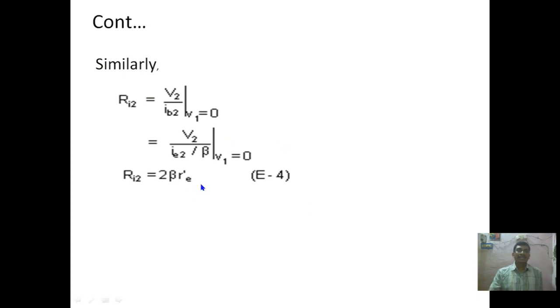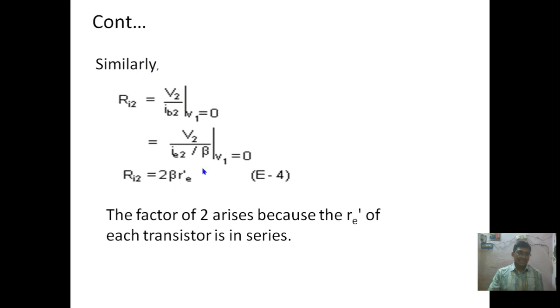So what is this Re dash value? This can be calculated as 26 millivolts divided by IC. Like that we can calculate the Re dash value. The factor 2 arises because the Re dash of each transistor is in series.